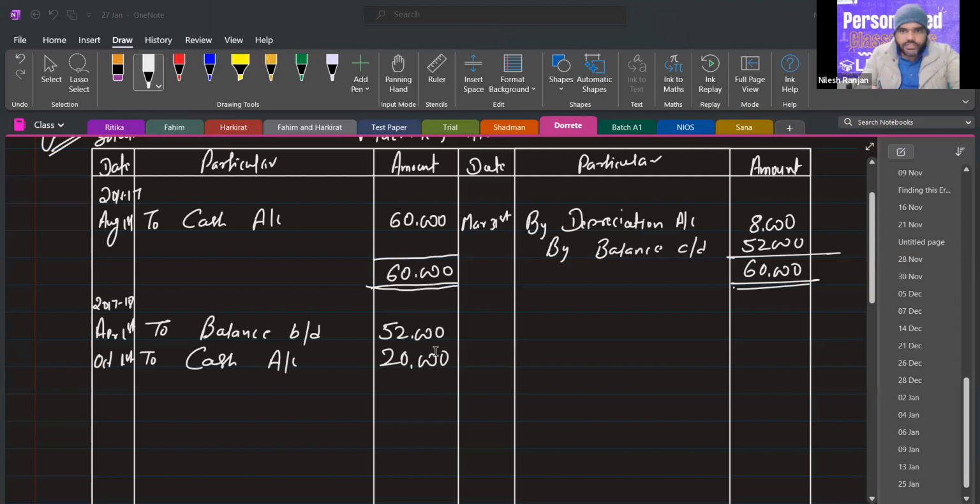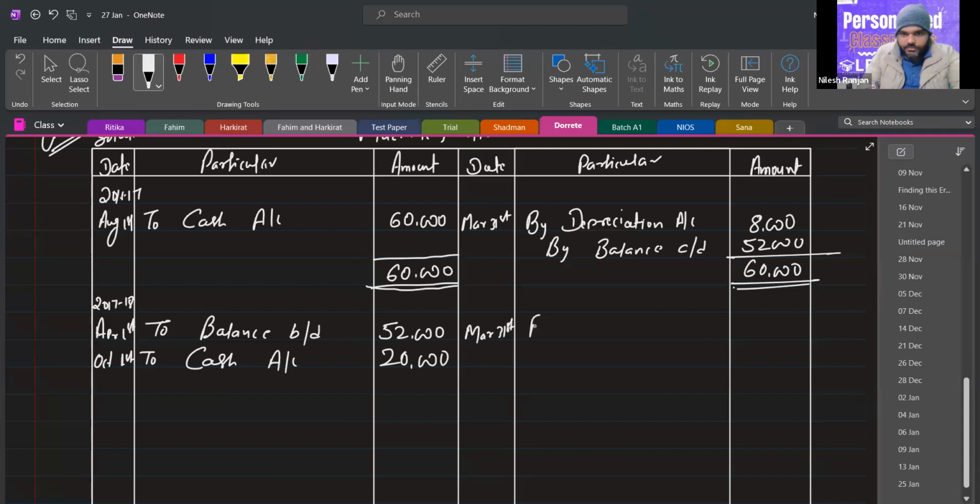Next, now we have written this also. On 30th June 2018, it sold the first machine purchased in 2016 for 38,500, and we are collecting GST. Again, GST will not be written in the machine account. So this is the next year actually. Now again, we will charge depreciation, March 31st by depreciation account and then by balance c/d.